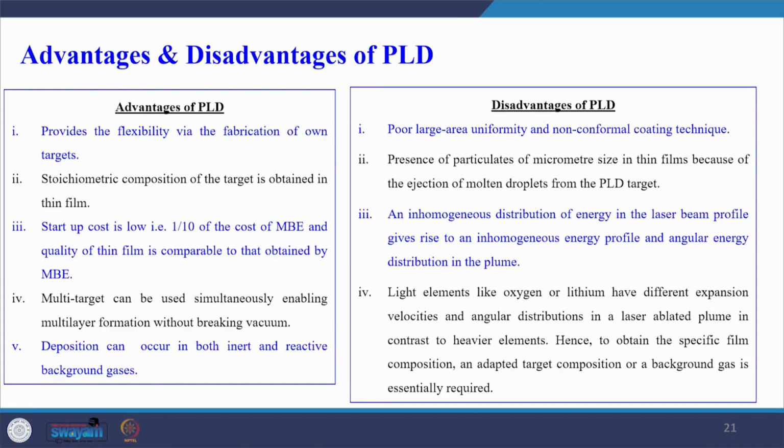Another problem, which I have told you, is that light elements like oxygen or lithium have different expansion velocities and angular distributions in a plasma plume compared to the heavy elements. That will also vary the composition of the target, so background gases like inert gases are required to make thin films with uniform composition and uniform thickness. So, in summary, pulsed laser deposition is a very useful and very simple technique for deposition of any kind of materials.